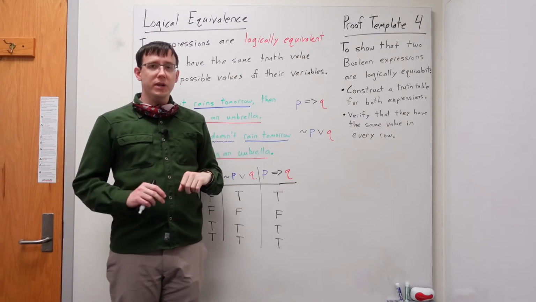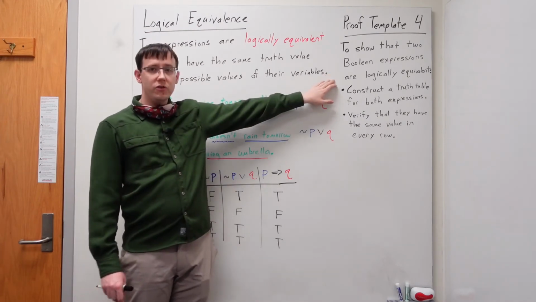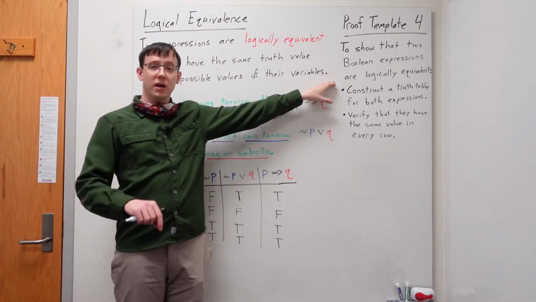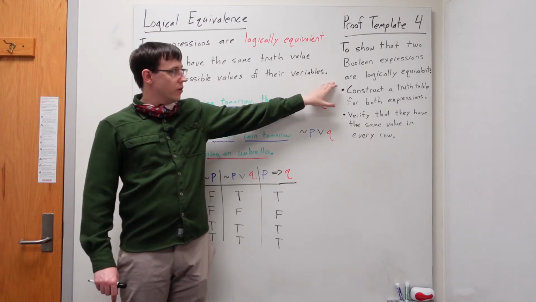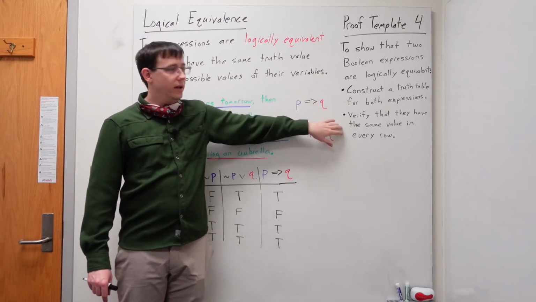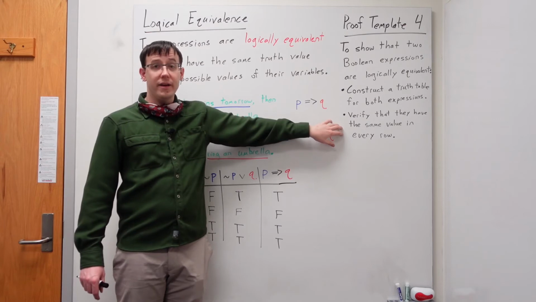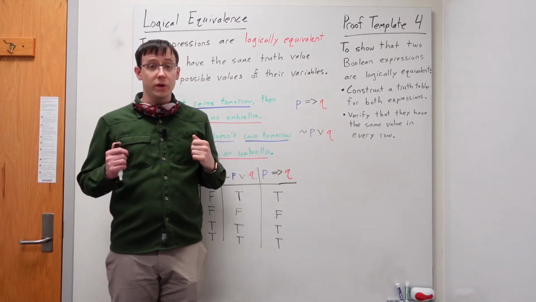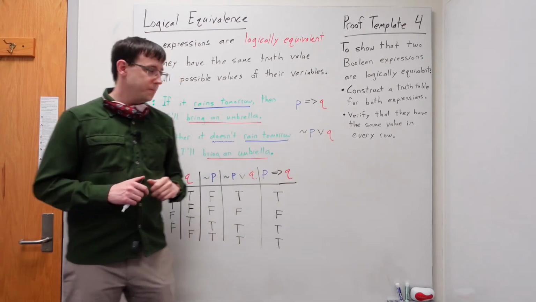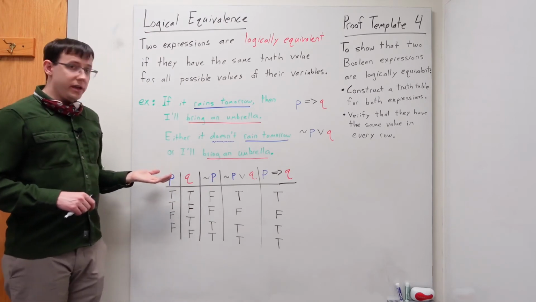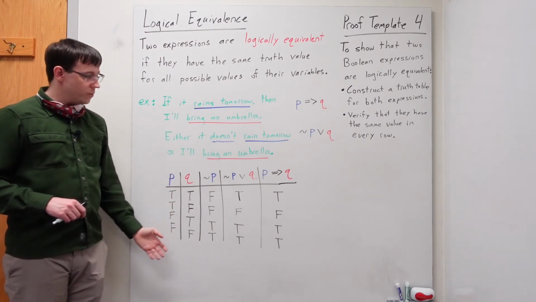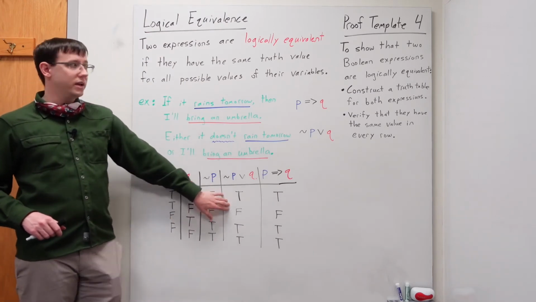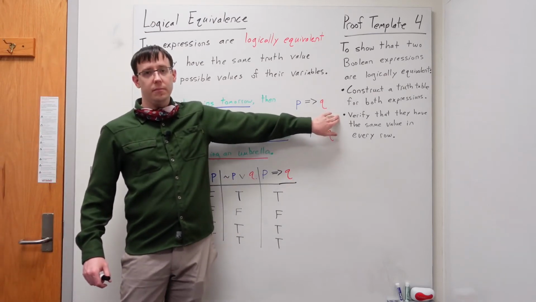So our proof template for proving that two Boolean expressions are logically equivalent involves constructing a truth table and then verifying that both expressions always give the same result. And the example that we just went through is an instance of exactly this proof template.